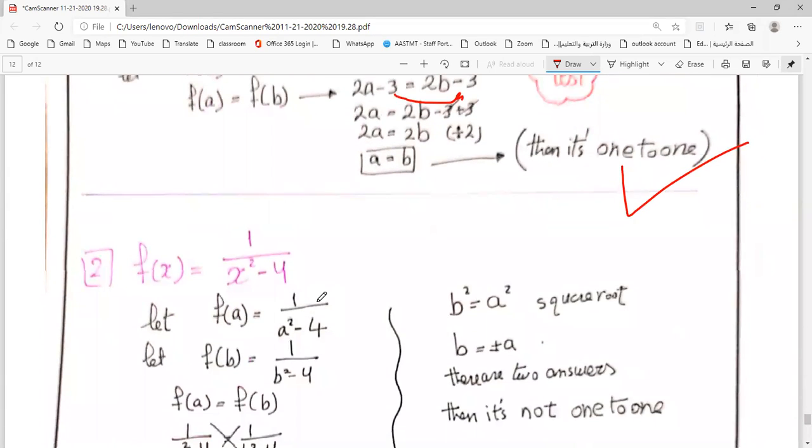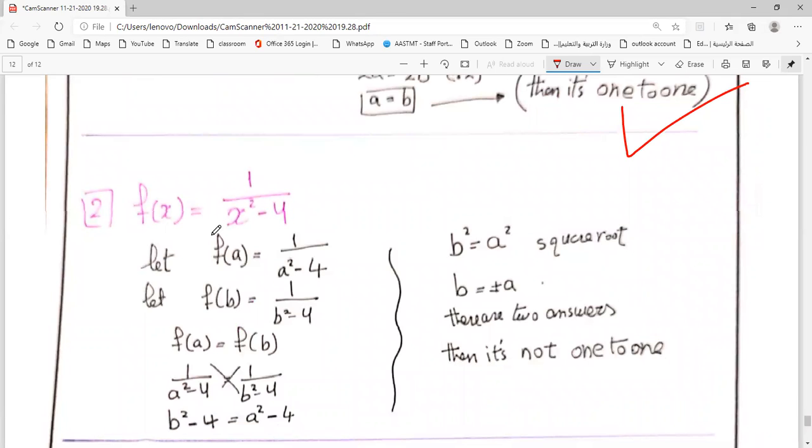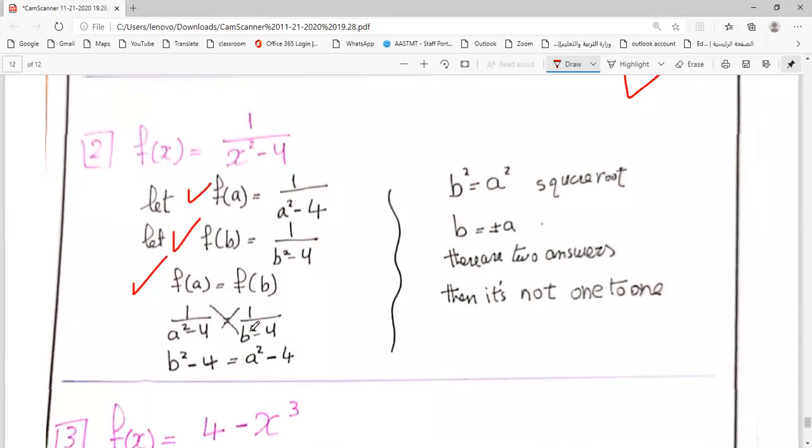Okay, let's see the second example here. Get f of a, get f of b, equate them and simplify. f of a: replace x by a, so 1 over a power 2 minus 4. f of b: replace x by b, 1 over b power 2 minus 4. Equate them and use cross multiplication to simplify: b power 2 minus 4 equals a power 2 minus 4. Take negative 4 to the other side as positive 4, which cancels the negative 4. So b power 2 equals a power 2. By taking the square root of both sides, we get b equals positive or negative a.